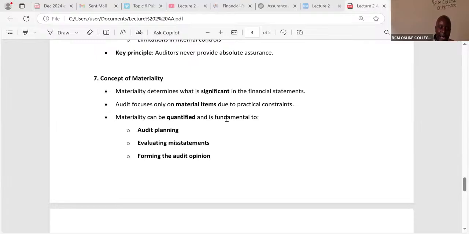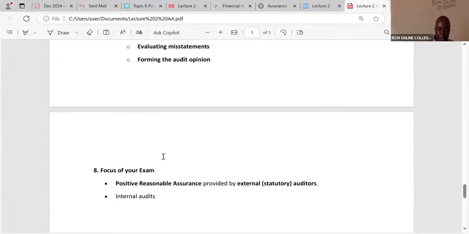Materiality can be quantified and is normally fundamental to audit planning, because during the planning stage, we put this materiality. If something is above this, we audit it. If it's below, then that is really minute for us, immaterial. So materiality is also very important whenever you are evaluating misstatements. The errors are the ones we call misstatements, and when you are forming the audit opinion. I will be able, ladies and gentlemen, to bring this to your attention, because there is a whole chapter which talks about materiality.